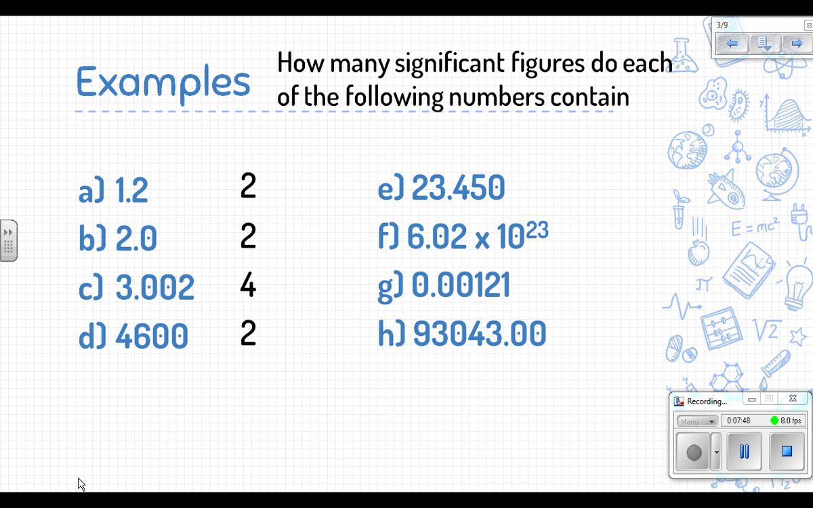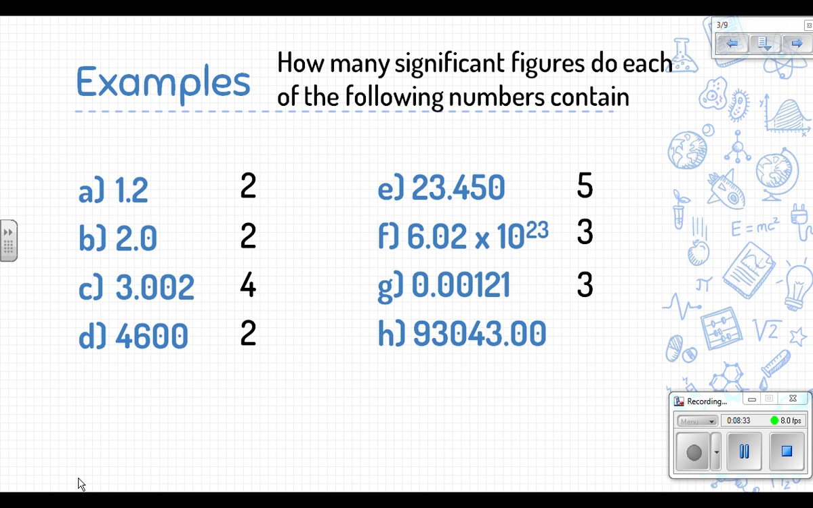In E, we have 2, 3, 4, 5. All those numbers count because they're non-zero. The 0 is trailing after the 5, and there is a decimal in the number, so all 5 of those digits count. On F, 6.02 times 10 to the 23rd, that's scientific notation, so everything in front of the times 10 counts, so the 6, the 0, and the 2 count, and that would be 3. On G, 0.00121, those are leading zeros, and leading zeros never count. So 1, 2, 1 count, and that's 3 significant digits.